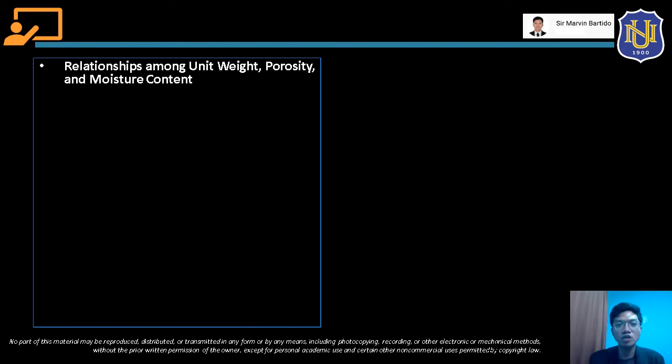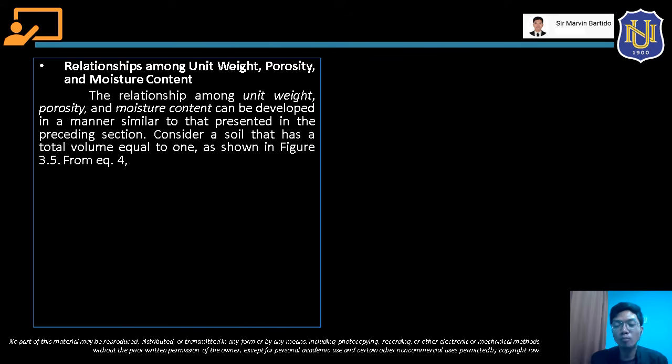Okay, so we will now proceed to the relationship among unit weight, porosity, and moisture content. So dito, class, yung reference natin ay yung porosity. Kanina, class, di ba yung naging reference natin ay yung void ratio, na yung denominator ng void ratio natin ay volume ng voids over volume ng soil solid. Yung volume ng soil solid, ginawa nating 1 para lang makuha natin yung mga relationship. So dito naman, yung porosity yung gagawin nating reference, so yung denominator natin dito yung gagawin nating 1.